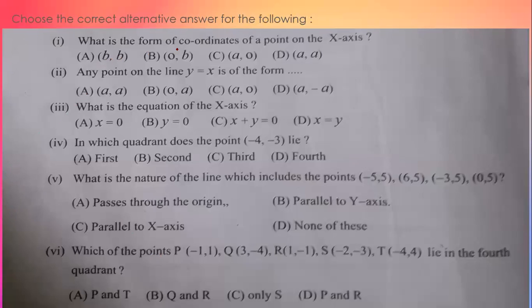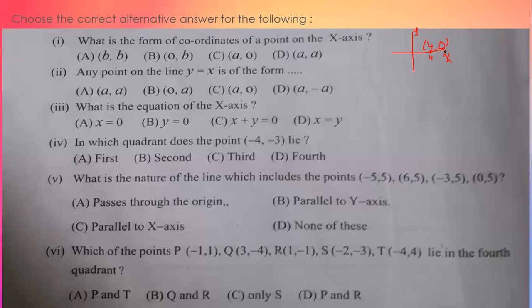What is the form of coordinates of a point on the x-axis? Okay, so suppose the point is on the x-axis, somewhere here, right? This is the x-axis. So if the point is on the x-axis, then how are we going to write the coordinates? Suppose here we have 4, for example. So the x coordinate is 4, right? And what will be the y coordinate? Since it is on the axis, the y coordinate will be 0, right?